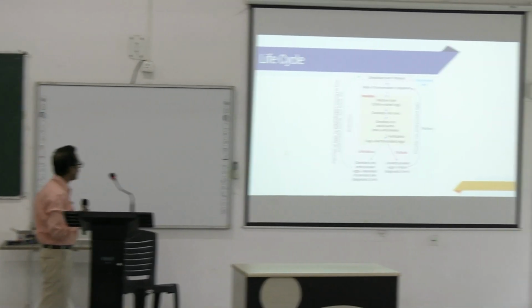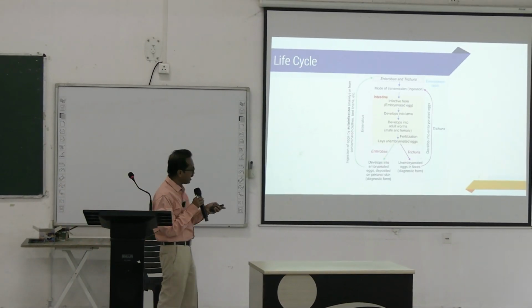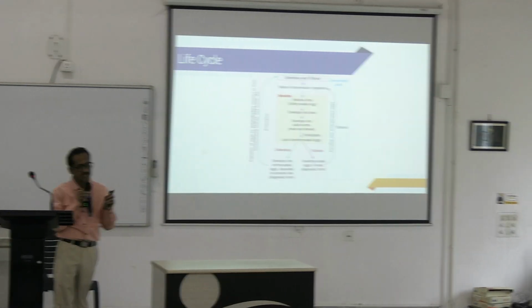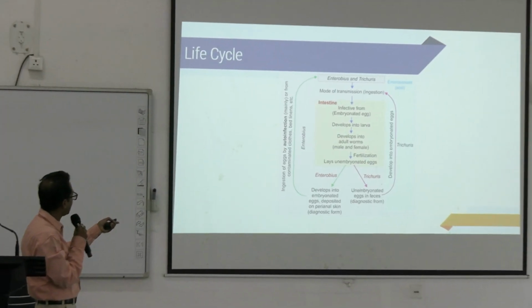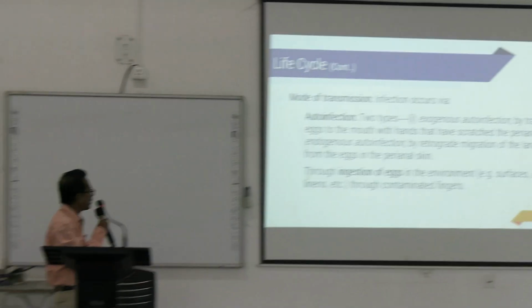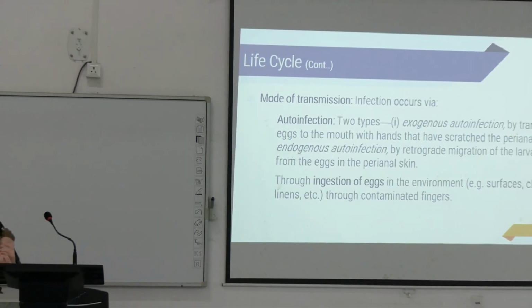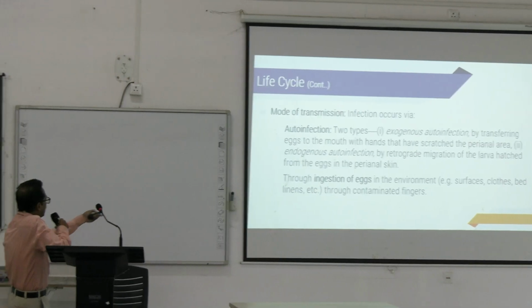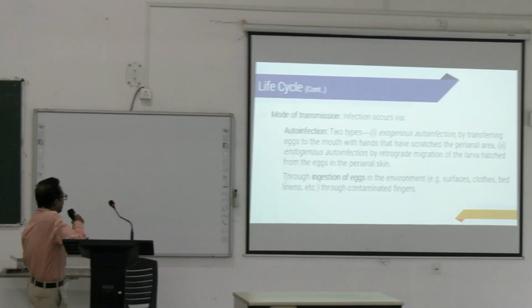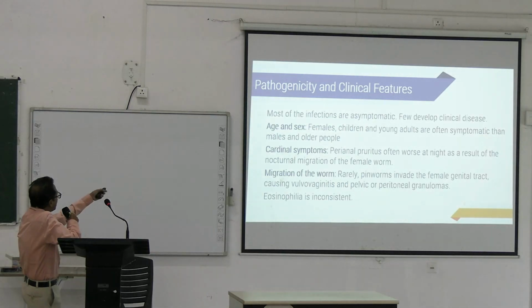So how does auto-infection occur? Due to poor hygiene. Clothes, bed linen and poor personal hygiene lead to auto-infection in Enterobius. There are two types: exogenous auto-infection, by transferring eggs to the mouth with hands that have scratched the perianal area, and endogenous auto-infection by retrograde migration. Ingestion of eggs in the environment through a contaminated finger. So these are the two modes of infection.